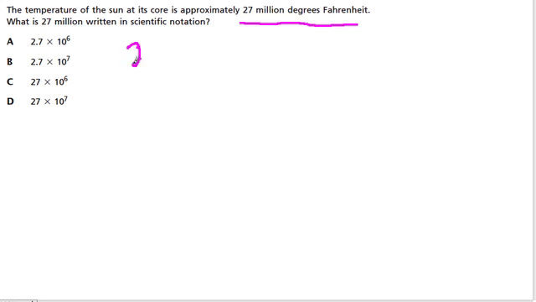Here's the number 27. If I add a 0, it's 270. Another 0 makes the number 10 times bigger. That's 2,700. Another 10 gives us 27,000. Another 10 gives us 270,000. Another 10 gives us 2,700,000. And then finally we get 27 million.